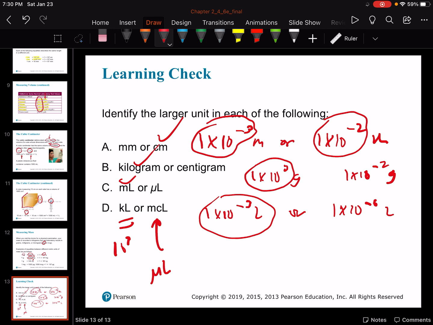Can you read my writing? Well, that's really bad writing, isn't it? Let me write this over again. 10 to the 3. And microliter is 10 to the minus 6 liters, right? Well, that's definitely bigger. So this is the bigger one here, that's the bigger one here, that's the bigger one here, and that's the bigger one here. All right, let's go practice some more with the homework.